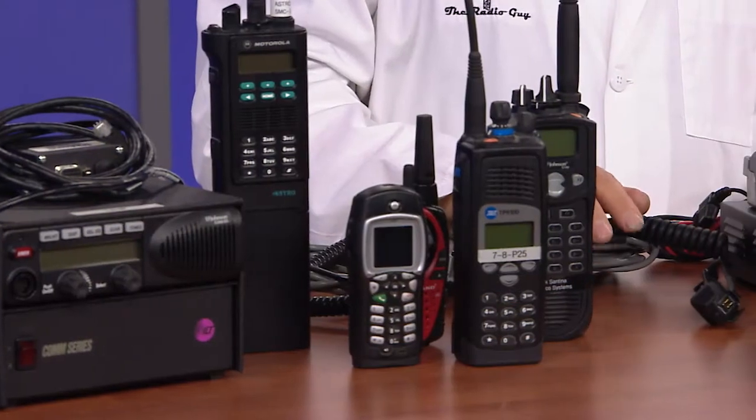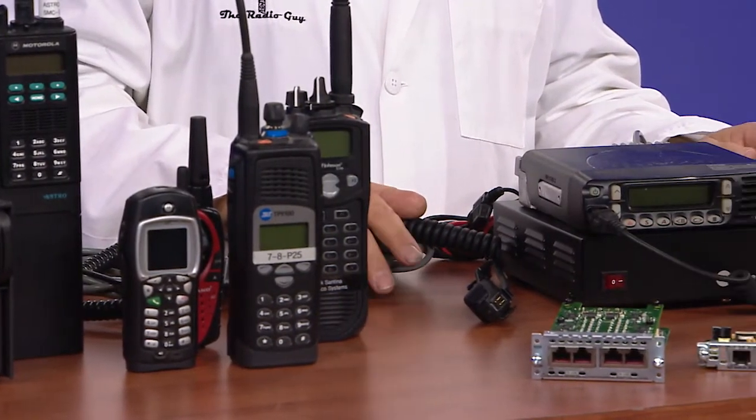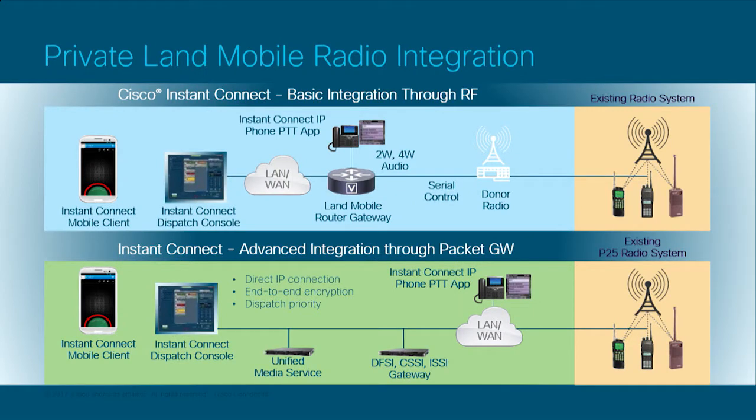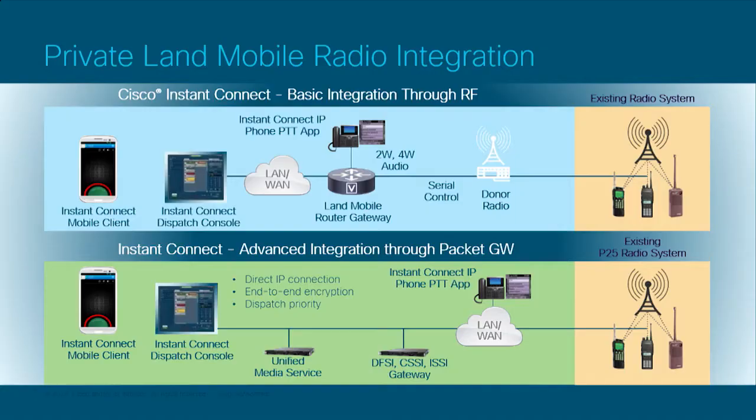And the reason I'm surrounded by radios is we get lots of questions about how we actually connect our radios into our Cisco Instant Connect system. I have this beautiful graphic that shows private LAN mobile radio integration. There are really two ways that we can do this. We can do this using what we call a donor radio, like I have here on the table, and using cables and cards. Or we can do advanced integration through a packet gateway.